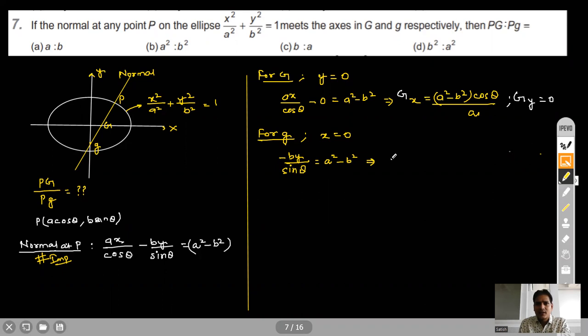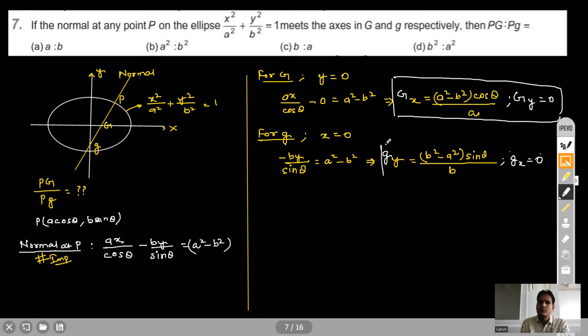Is it okay? So the value of y is coming out to be b square minus a square. I'm taking minus common so that this minus will get cancelled with this. So this will be b square minus a square into sine theta upon b. So this will basically be the y coordinate of g. And the x coordinate of g will be equal to 0, no doubt. So these two things we have got. Basically, we got the coordinates of P, which we have assumed, and we got the coordinates of G and g.